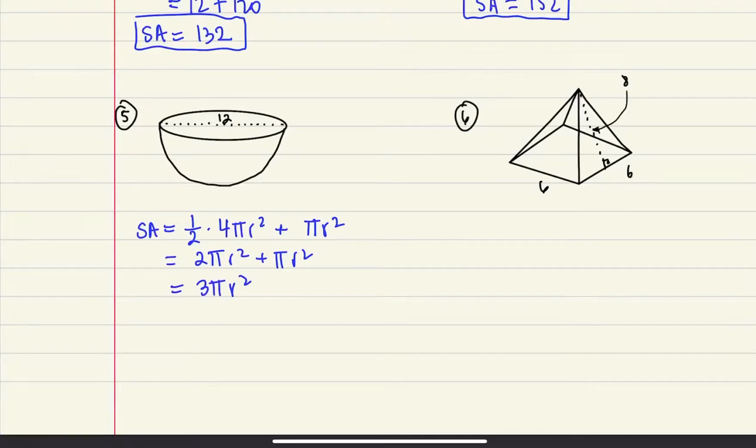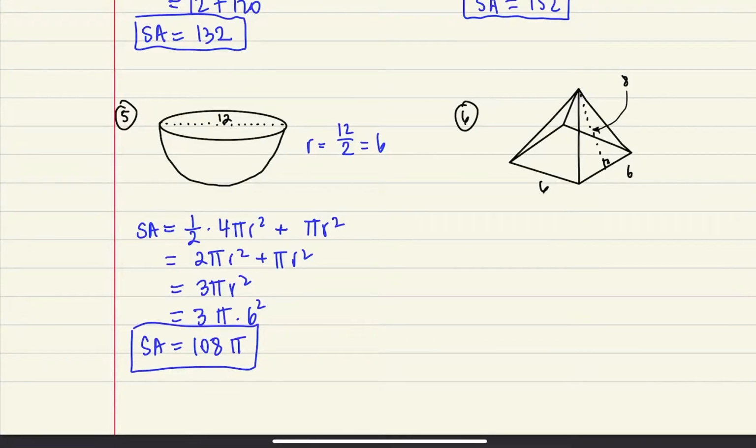Okay, so all we have to do now is plug in our radius. So the diameter was 12, which means the radius is going to be 6. So 3 times pi times 6 squared, which gives us 36 times 3, which is 108 pi. So the surface area is 108 pi. Right.